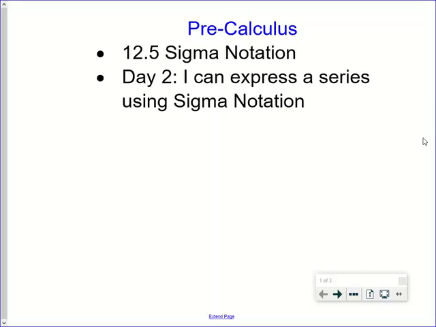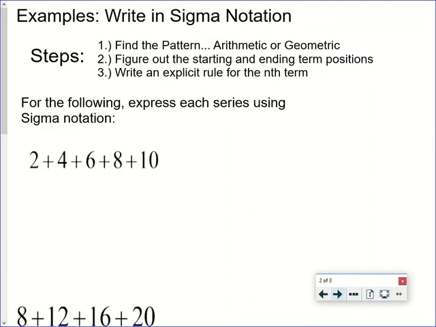All right, so today we're going to do 12.5 day 2, which is I can express a series using sigma notation. So what you're going to do is have to write it back into sigma notation form from the series. So it's kind of reverse of what you did yesterday. All right, so the first thing I would write down is the steps, and we'll kind of go through it as we go.